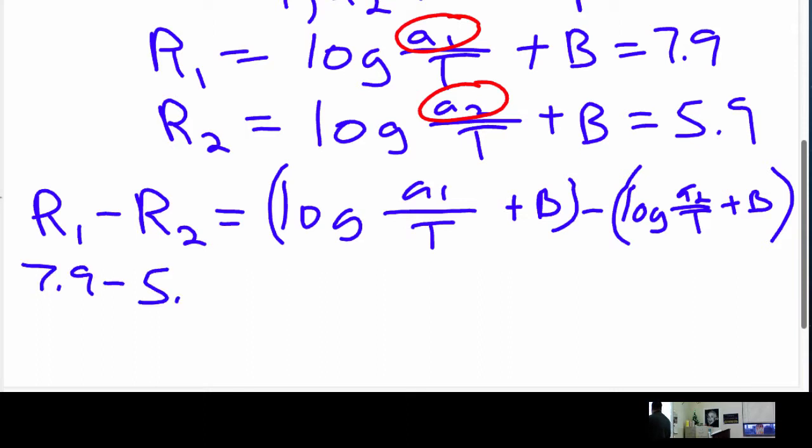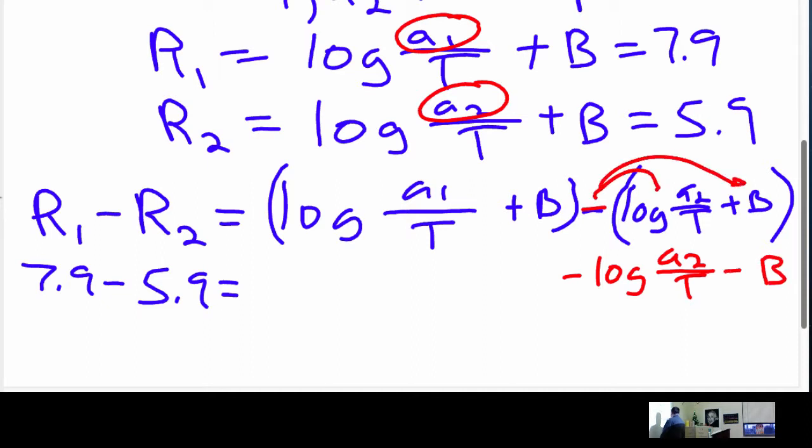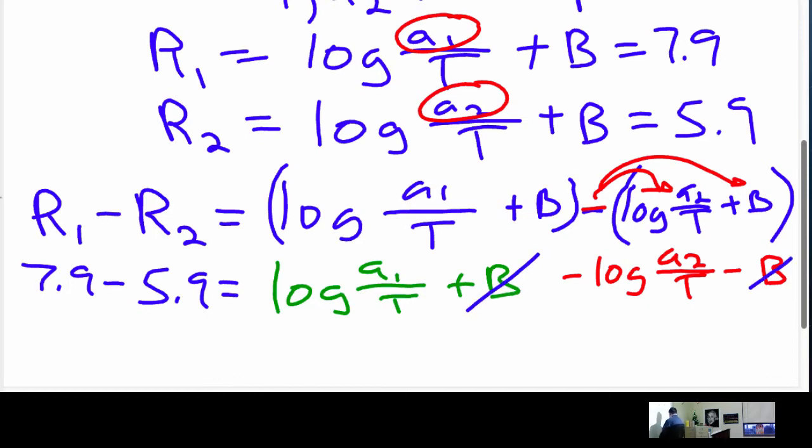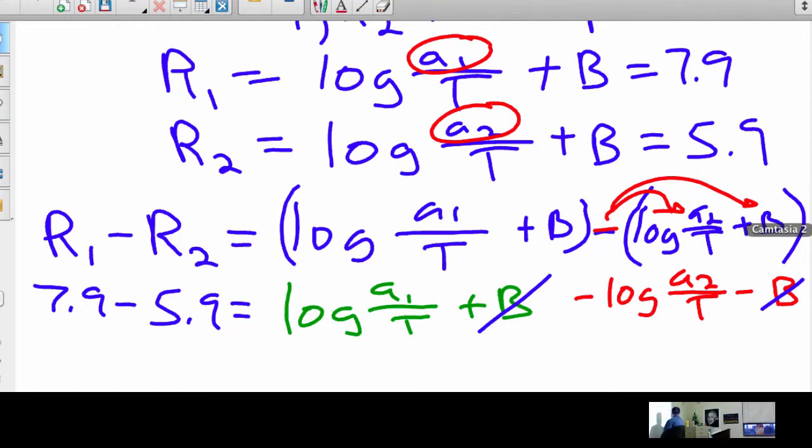Now, I know that R sub 1 has a value of 7.9 minus the 5.9. And over here, if I distribute this negative sign through the parentheses, I'm going to get negative log of A sub 2 over t minus b, right? Because we're distributing that through both terms in the parentheses. So then the rest of this is just going to be log A sub 1 over t plus b. And what happens is that the b's cancel, right? Yes. You guys with me so far?